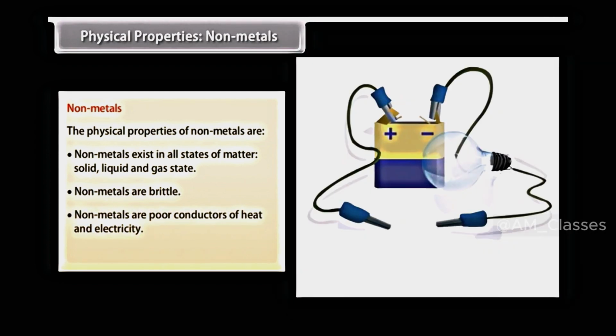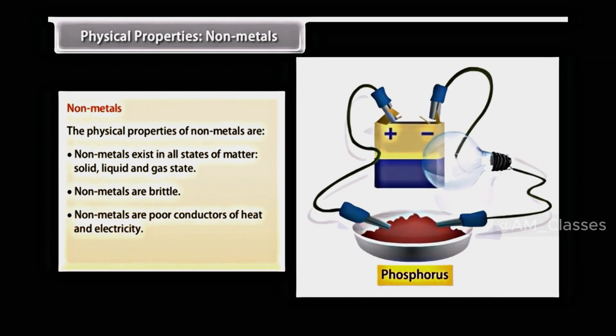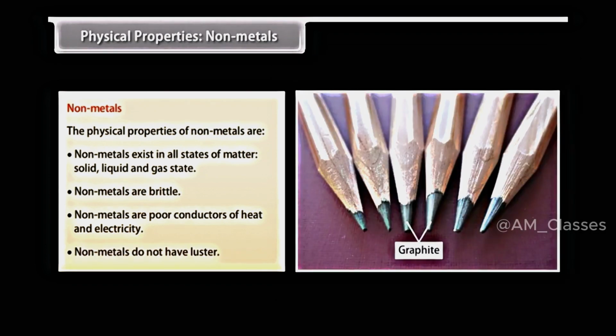Poor conductors of heat and electricity. Nonmetals are poor conductors of heat and electricity. Graphite, a form of carbon, is an exception as it is a good conductor of electricity and is used in making electrodes. Luster. Nonmetals have no metallic luster and do not reflect light.